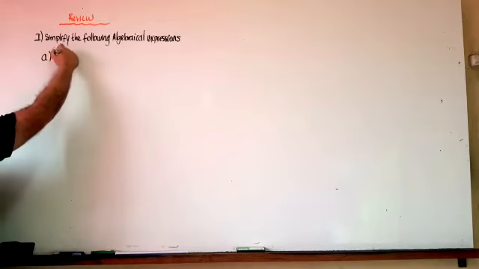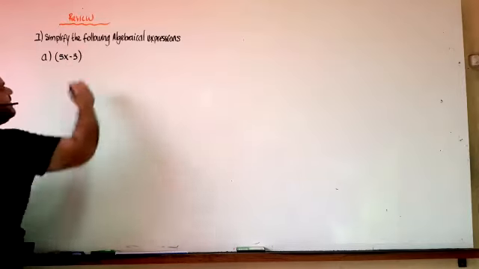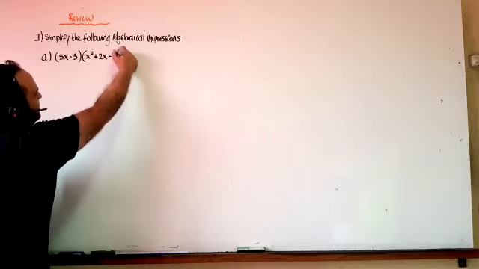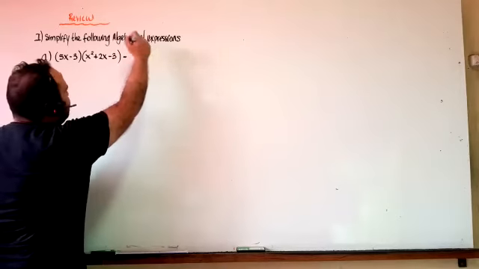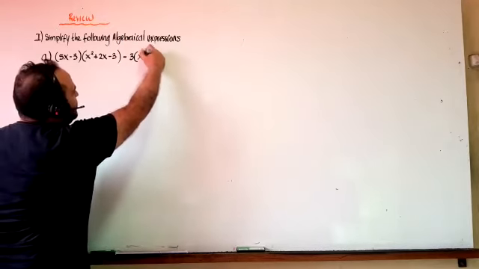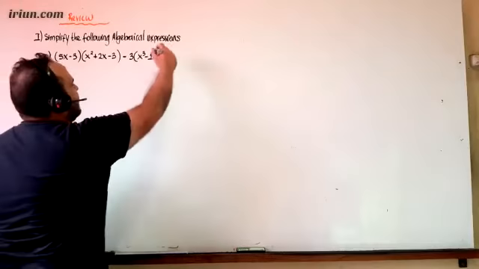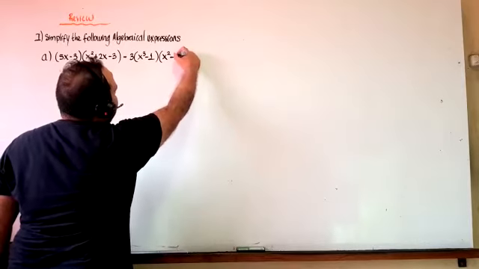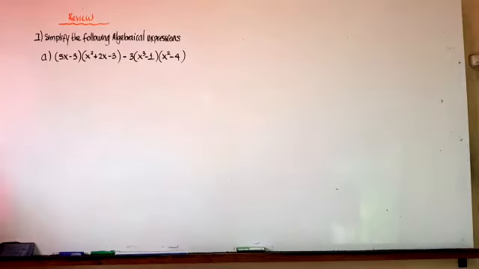All right, we're going to start like 5x minus 3 multiplied by x squared plus 2x minus 3, negative 3 times x cubed minus 1 multiplied by x squared minus 4. Okay, we're going to start with this one, the beginning, with the highest quantity in this situation.